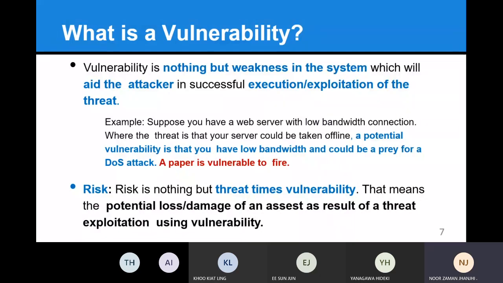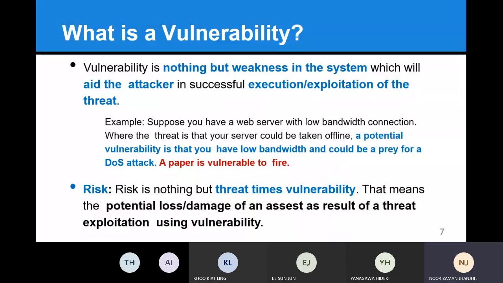We have other vulnerabilities. Suppose we have a bookstore with paper. These papers are very vulnerable to fire because that is their weakness. If a fire starts there, it will be hard to control. If we go to a gasoline station, we say please don't use a matchbox here, don't smoke here, because these are vulnerable to fire. This is what we mean by vulnerability. Now, what is risk? Again, risk is simple: it is threat times vulnerability.